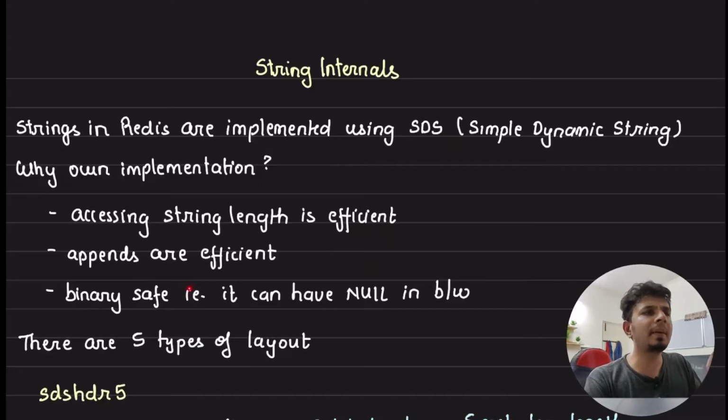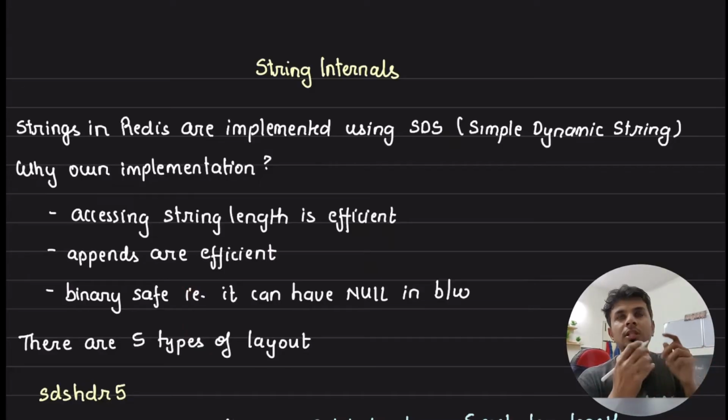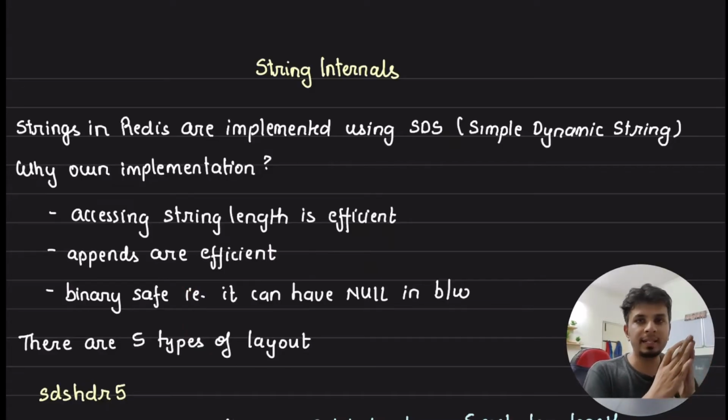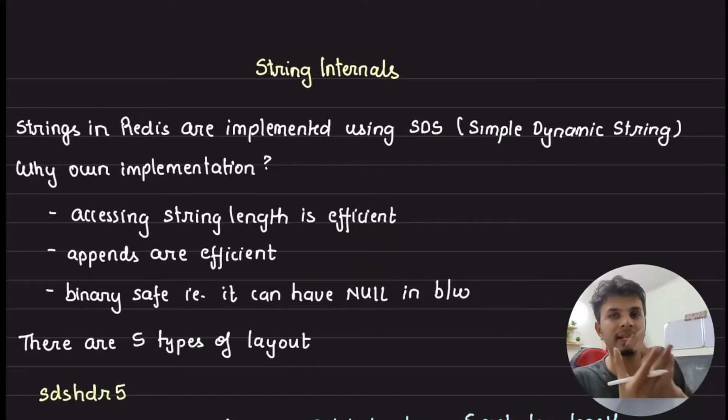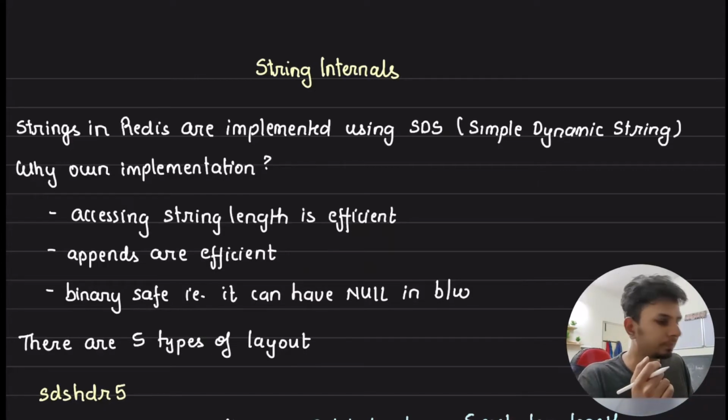So what do we mean by binary safe? It means that if you use a general string, the string ends when you see a null character. So what if my binary object that I'm trying to store holds the null character? It would terminate at that point unnecessarily. So we want to keep things binary safe, which is why Redis wrote their own implementation called simple dynamic string.